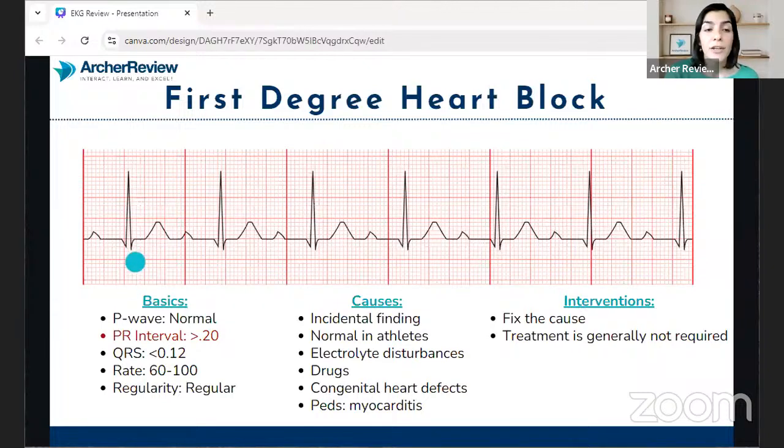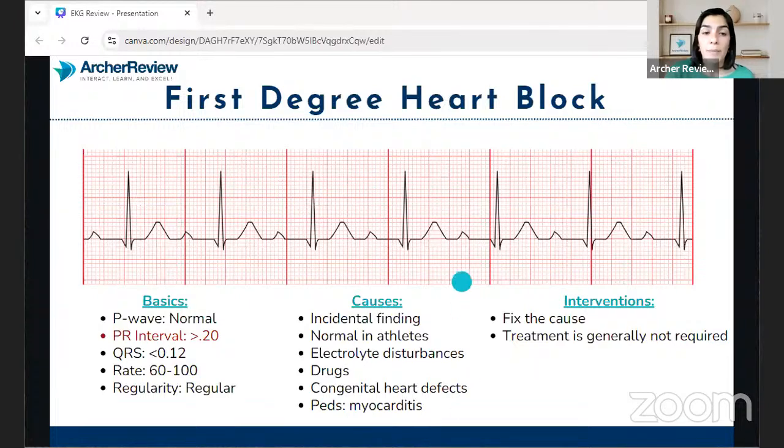And then you're going to look at your QRS complex, and it's still what we call narrow. So it's less than those 3 boxes. So here you can see that prolonged PR interval is the only thing that's off, and that's going to be your first degree heart block. These are generally not as concerning. Treatment's generally not required, but should still be investigated to make sure there's nothing underlying like electrolyte abnormalities or drugs or congenital heart defects that are causing it.